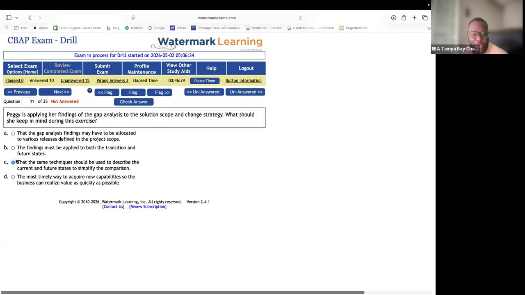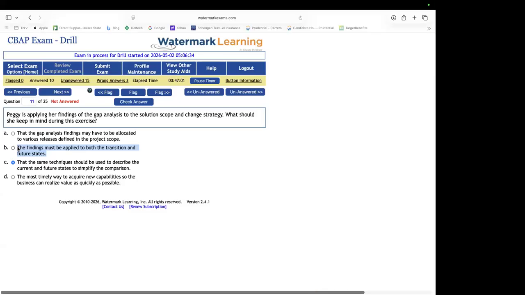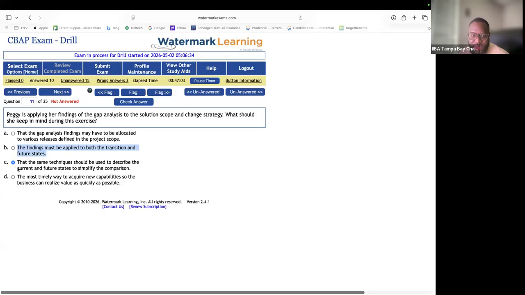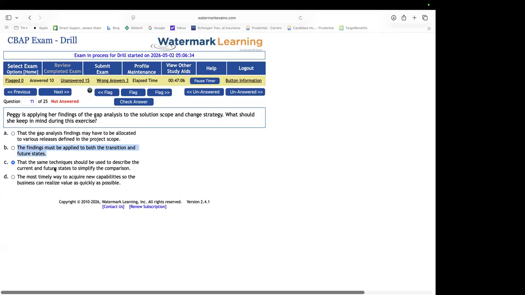So let us take a step back. Based on what both of you shared, I think we agree that we can eliminate A and B. Let's view A and B for a second. A: that the gap analysis findings may be allocated to various releases defined in the project scope. We can eliminate that, right? B: the findings must be applied to both the transition and future state. Yes, we can eliminate that. Absolutely. The findings must be applied to the current and future. Yeah, let's test C in this case.